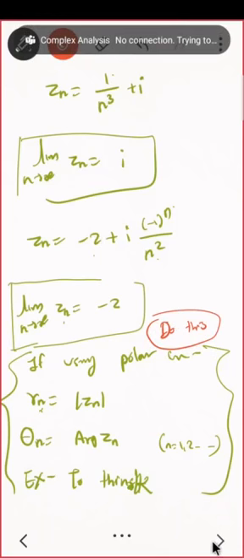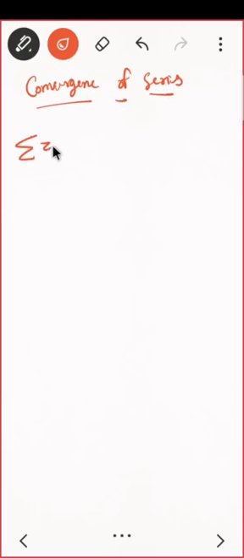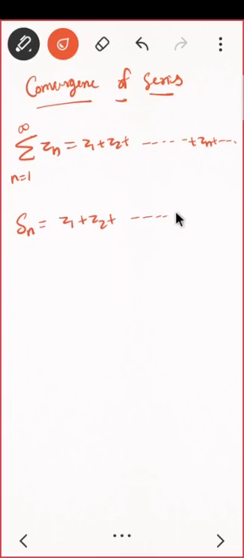Okay, the next part is convergence of series. Same thing. How do you define a series? That is summation of Zn, n equal to 1 to infinity, that is Z1 plus Z2 plus and so on, plus Zn plus so on. Correct? What do you define? You define a partial sum, correct? You define Sn. What is Sn? Z1 plus Z2 up to Zn.